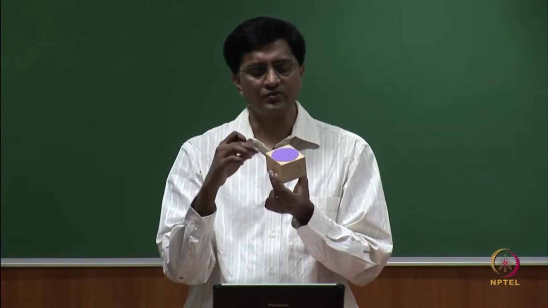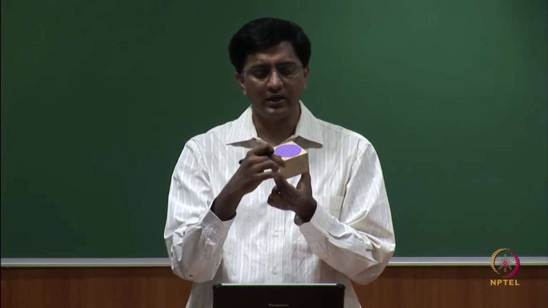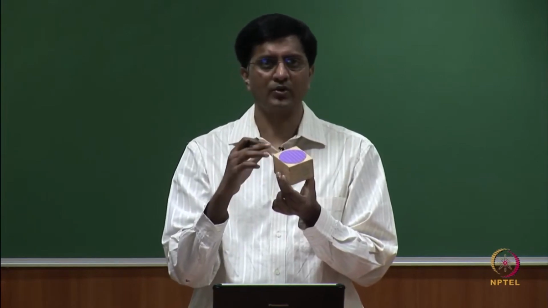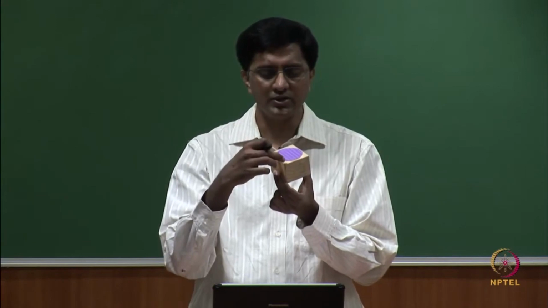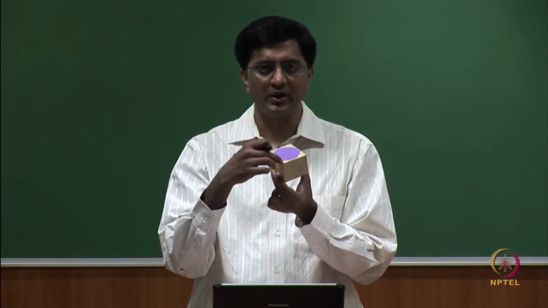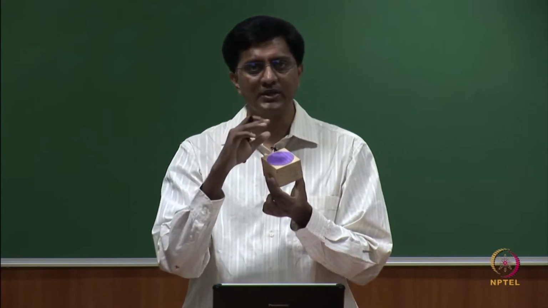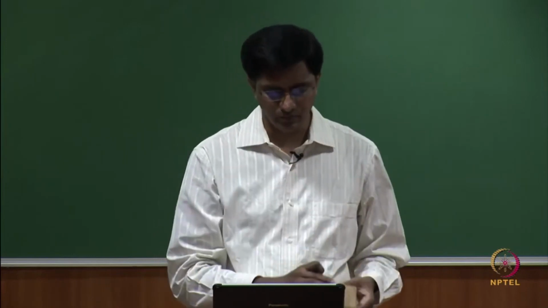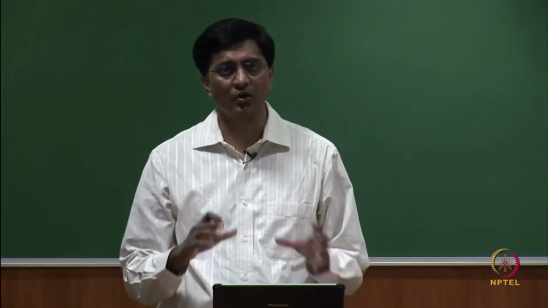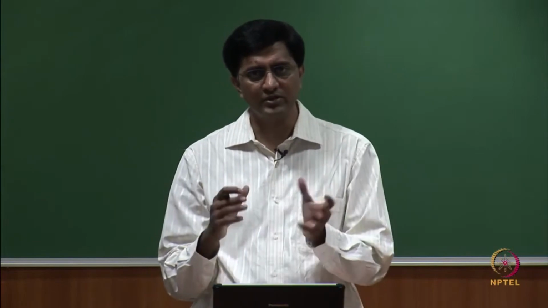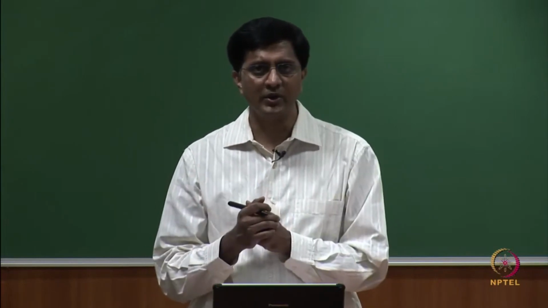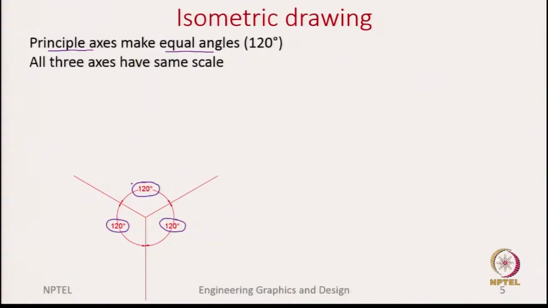In isometric drawings, all these are at equal angles of 120 degrees, and we also say that the scale we use for height, width and depth is the same. This actually makes drawing very easy. We will see in a while how it makes it easy.